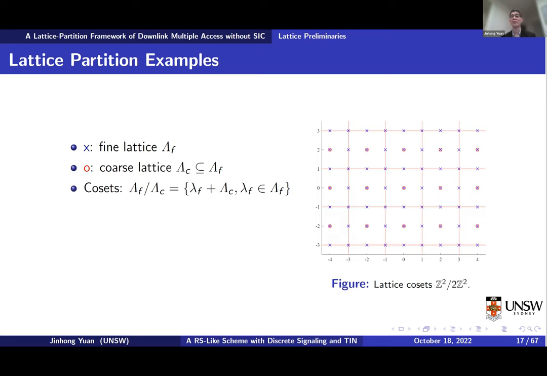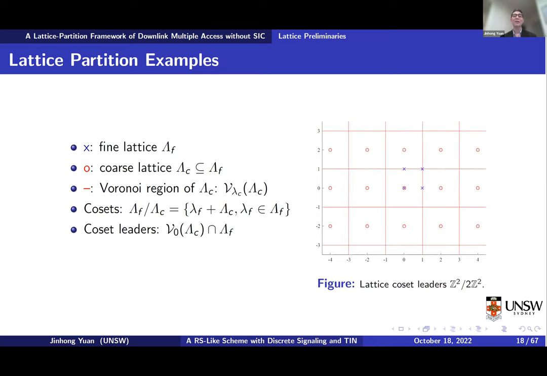And each coset has its own coset leaders. Obviously, the four coset leaders are 0, j, 1, and 1 plus j. So those are our coset leaders. You can think about that: with these cosets, you have these coset leaders within the fundamental Voronoi region of the coarse lattice. I use this cross to represent the coset leaders.